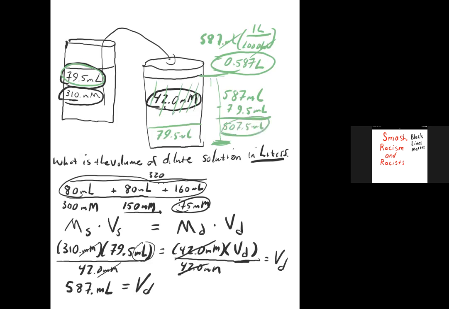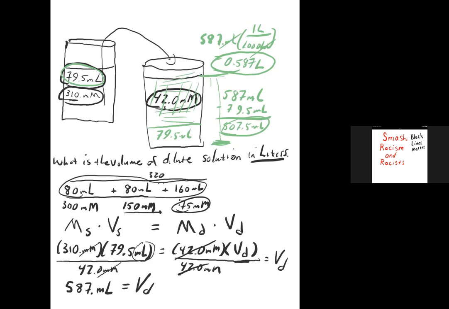Okay, so that means we must have added 507.5. Now the question doesn't ask you to figure that out, but if we wanted to know, that's what we would get. Now it turns out it's not exactly 507.5 because when you have solutes in water, the solutes make the volumes no longer additive.